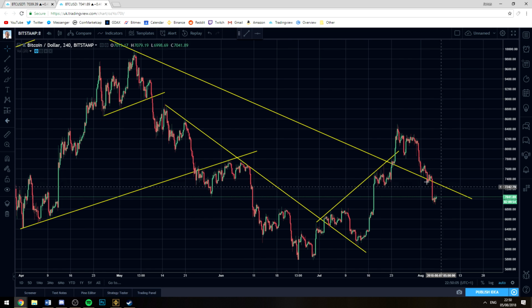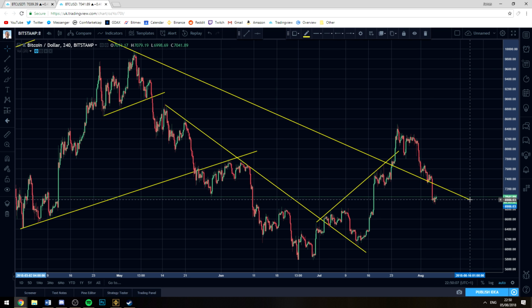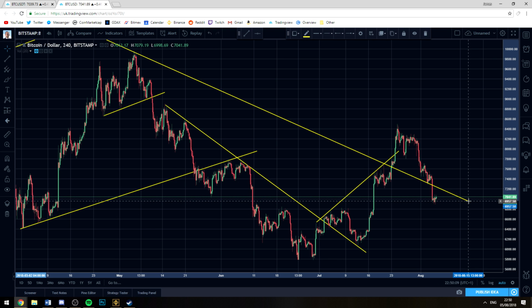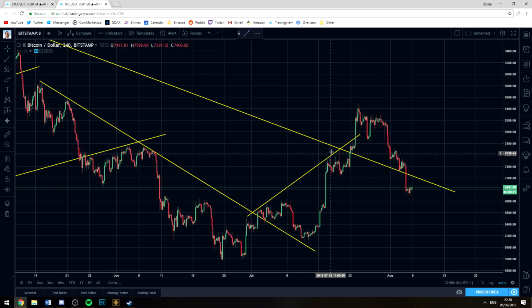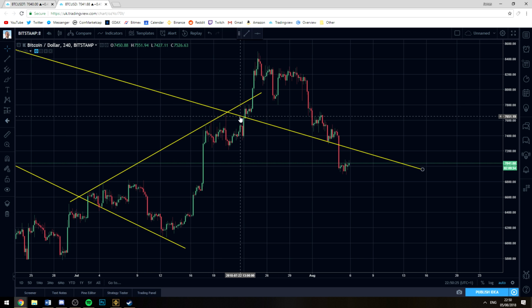Another one we've got here is this. Now, I don't really know if I've drawn this exactly correct, so I'm going to leave it at that. I think that's fairly good. So we've got previous resistance there. We've got resistance at 2 real major points. We've got resistance here. And then what's happened is, as we've broken it, it's turned into a support line.